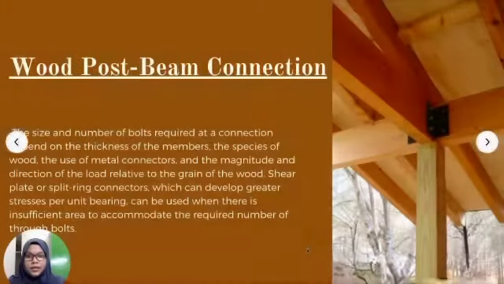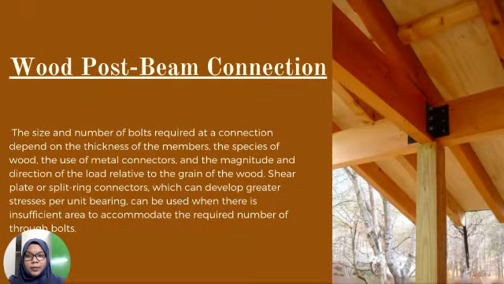I'm Kausa, and now I'm going to present about wood post beam connection. The size and number of bolts required at a connection depend on the thickness of the members or the wood, the species of the wood, the use of metal connectors, and the magnitude and direction of the load relative to the grain of the wood.